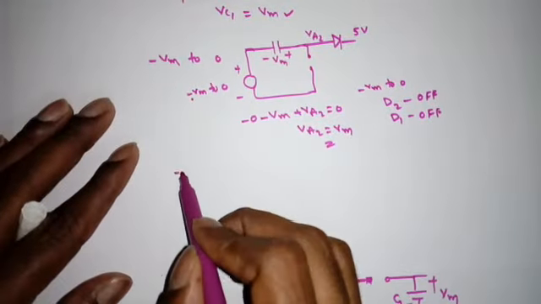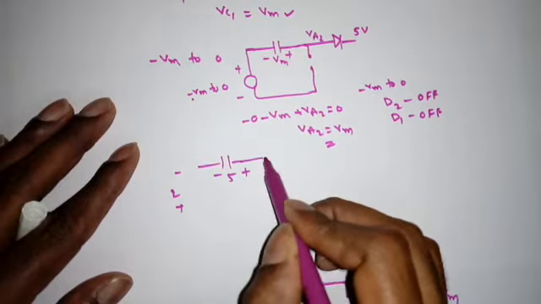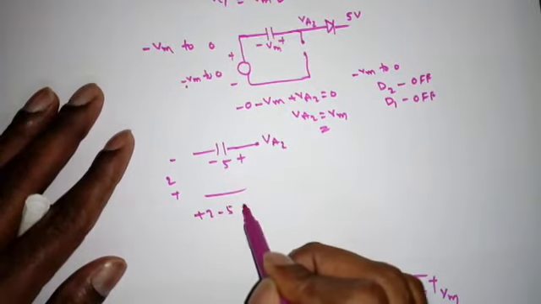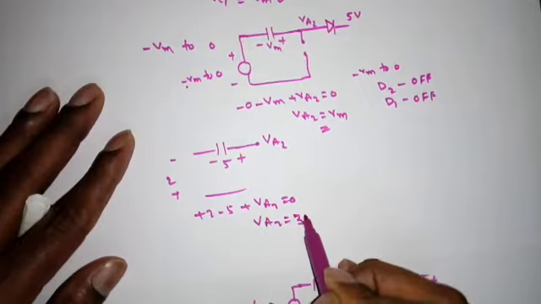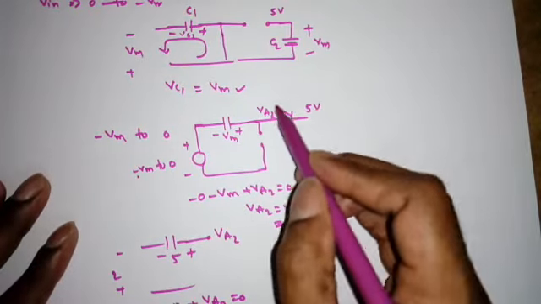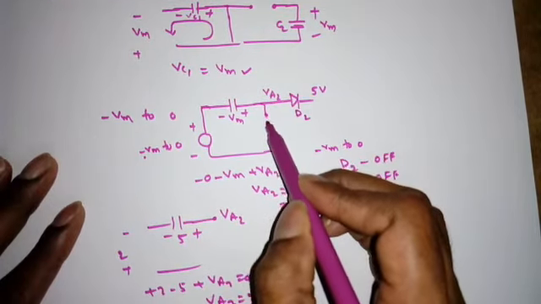So we can apply it like this: minus plus 2 volts, and this is minus plus 5 volts. Apply KVL, you will get plus 2 minus 5 plus VA2 equal to 0. So what is VA2? 3 volts. But I need at least greater than 5 volts. So that's why the diode D2 will still be off. And anyway this fellow will be off.